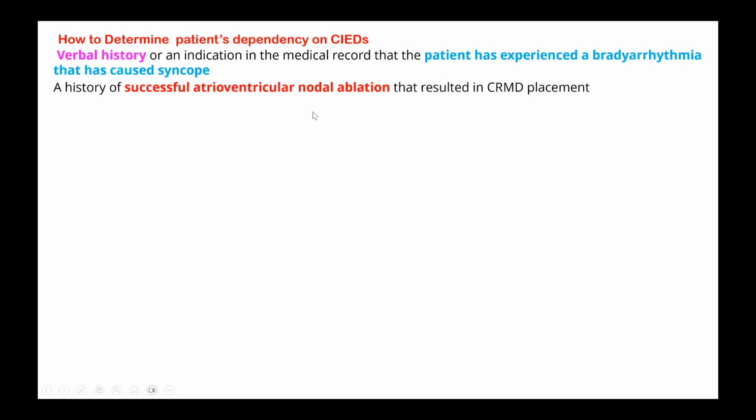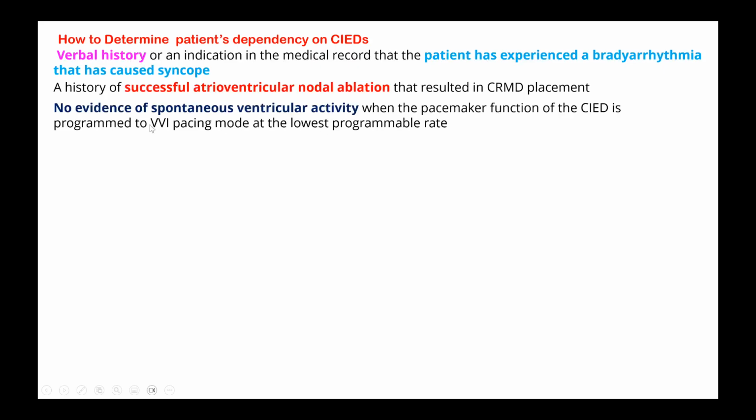Of course, once we check the device by reducing the heart rate, we determine the patient's dependency. That can be done by verbal history or an indication on the medical record. Whether the patient has experienced any syncope is a very, very important history. Also the history of successful atrioventricular nodal ablation, the reason for placing this. Sometimes they do nodal ablation, and then there is no evidence of spontaneous ventricular activity at all.